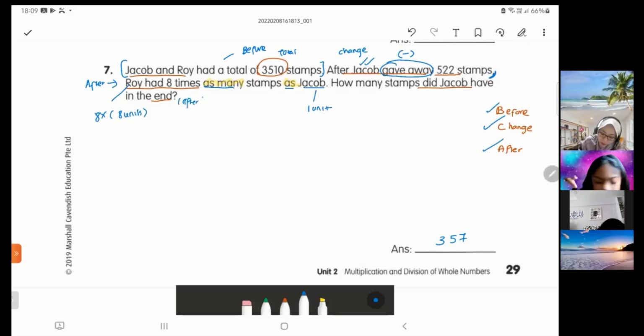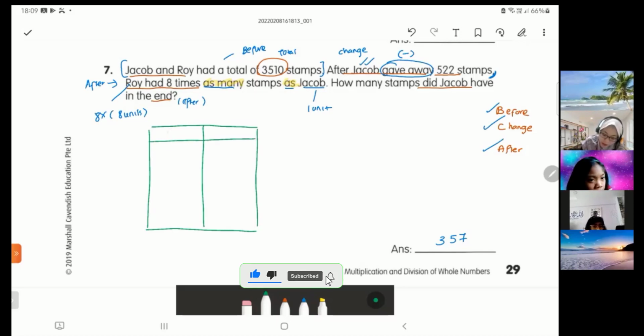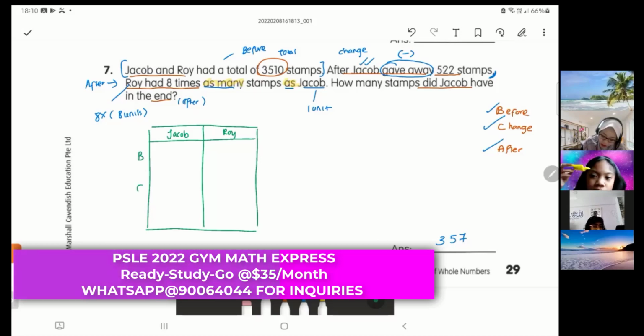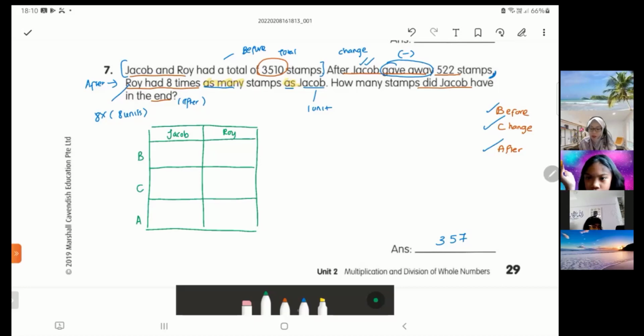Okay, now I'm going to draw out the magic table. Then we do it this way. Can you see? Right? So we put the names Jacob and Roy. Before, change, after. This is something new, so listen up properly. So we are going to look at before. Before, Jacob and Roy, what do we have? Do we have the individual amount or number of stamps? I don't. I have their total. So Jacob plus Roy equals 3510. Just put it like that.